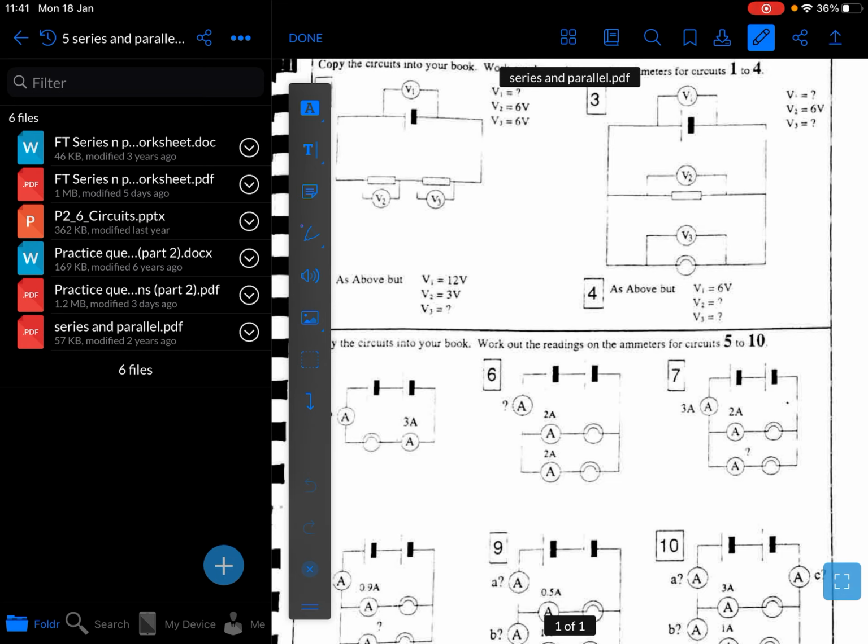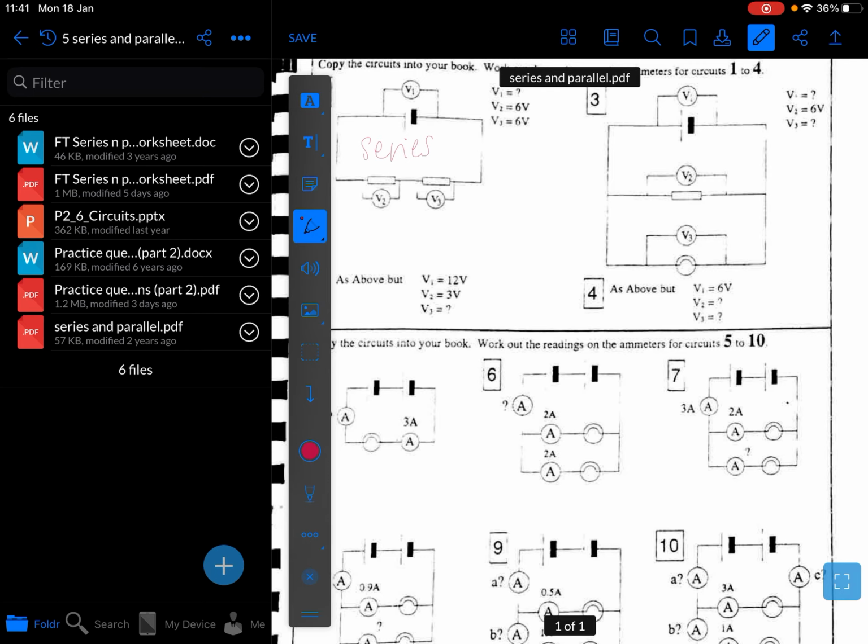So let's have a look at number one. Firstly, this is a series circuit, and I know that because everything is next to each other. Yes, you have voltmeters in parallel, but the actual circuit there is series. We are looking at potential difference. So I'd go away and I'd have a look at my rule for potential difference in a series circuit. Our rule is that the potential difference from the cell or battery is split between the components.